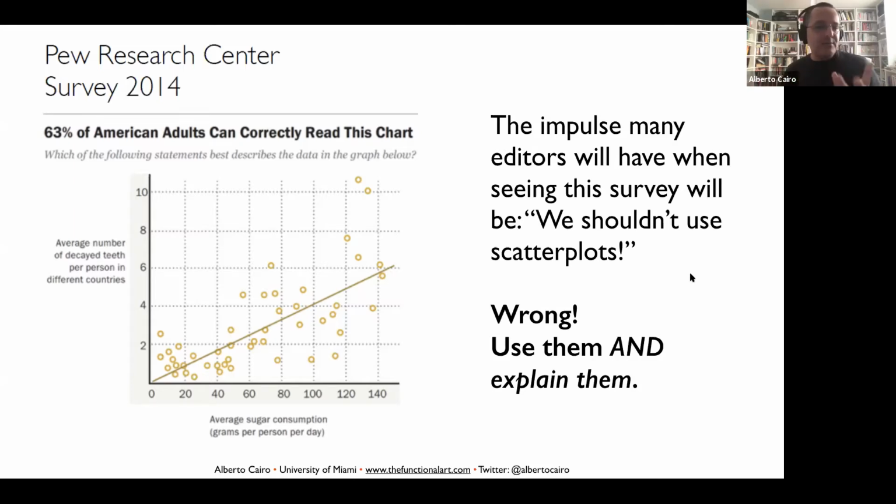Now, the Pew Research Center at the time read this survey in a negative way. Oh my goodness, 1/3 of people don't know how to read a scatter plot. And when they asked me, what do you think about the results of the survey, I said, I was delighted.